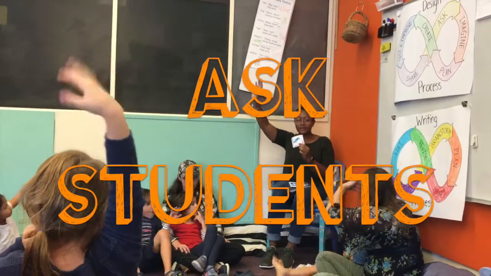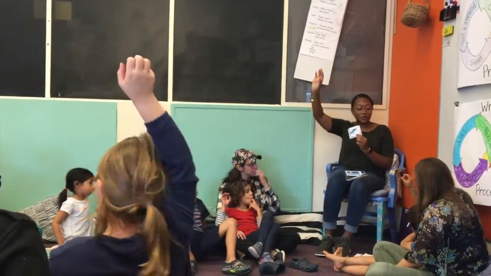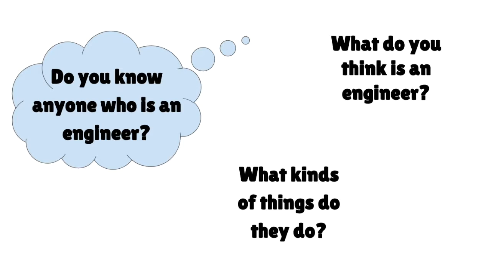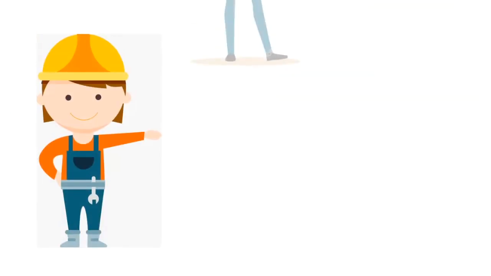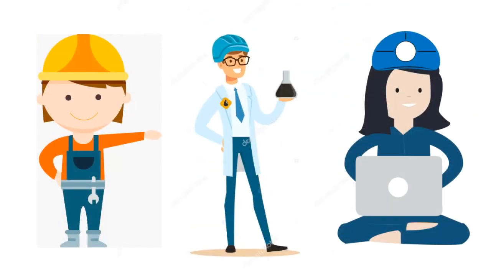Students should first be introduced to the lesson with guiding questions asking if they know anyone who's an engineer, what do they think is an engineer, and lastly, what do they think an engineer does? We can define an engineer as someone who invents or improves things.